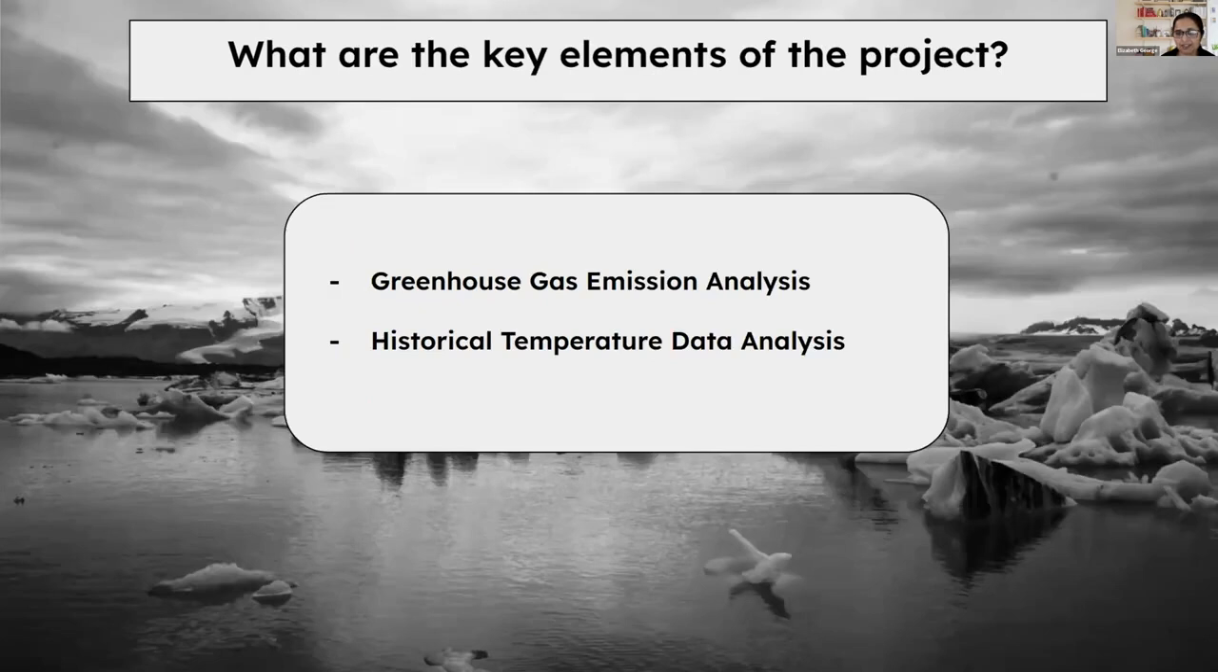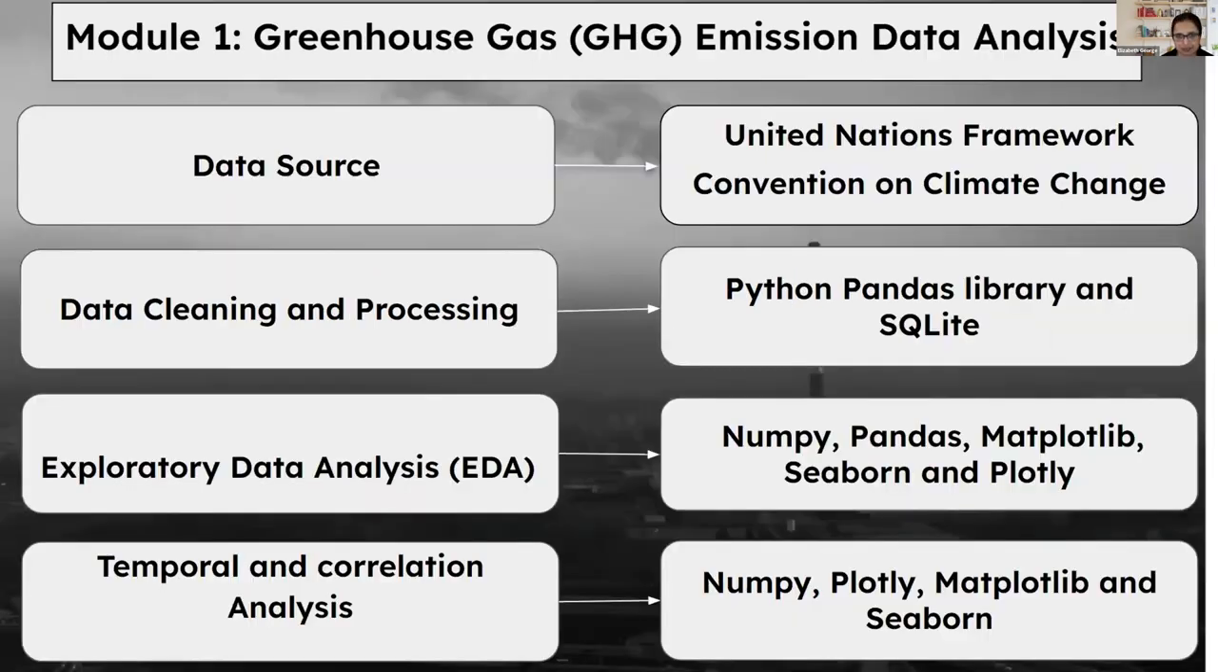Next, what are the key elements of the project? First module, greenhouse gas emission analysis compares emissions across sectors, gases, and countries. Next module, historical temperature data analysis compares temperatures across hemispheres, latitude bands, and land and ocean. Let's explore the first module.